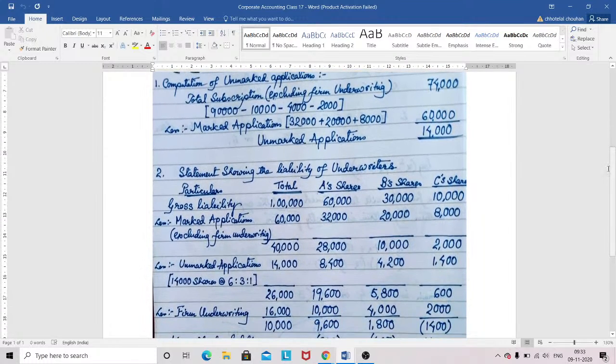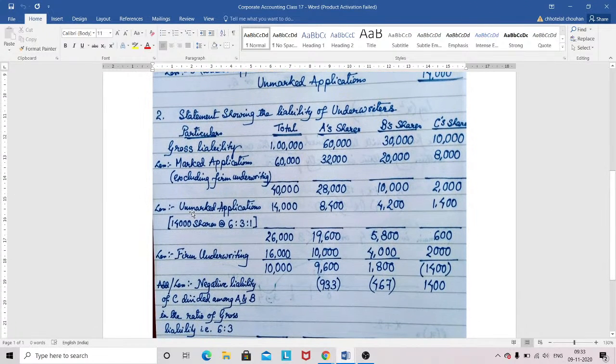Look at that, marked application excluding firm underwriting 32, 20 and 8, so 60,000 is the total. So if I deduct it, total becomes 40,000. For A it is 28, for B it is 10,000, and for C it is 2,000. From that you have to deduct the unmarked application. The unmarked application you have already calculated, 14,000 shares.